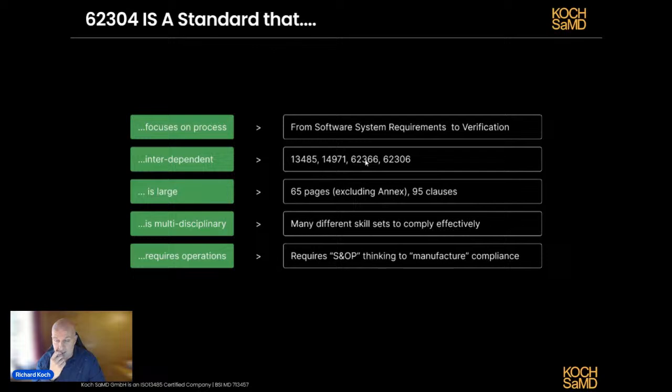So we look at IEC 62304, the characteristics of that standard. First of all, it's a process standard. It's the standard that focuses on process. And that process is from your software system requirements to verification. So depending on the complexity of your product, it could have different levels above. But 62304 generally covers software, so the product requirements, shall we say.